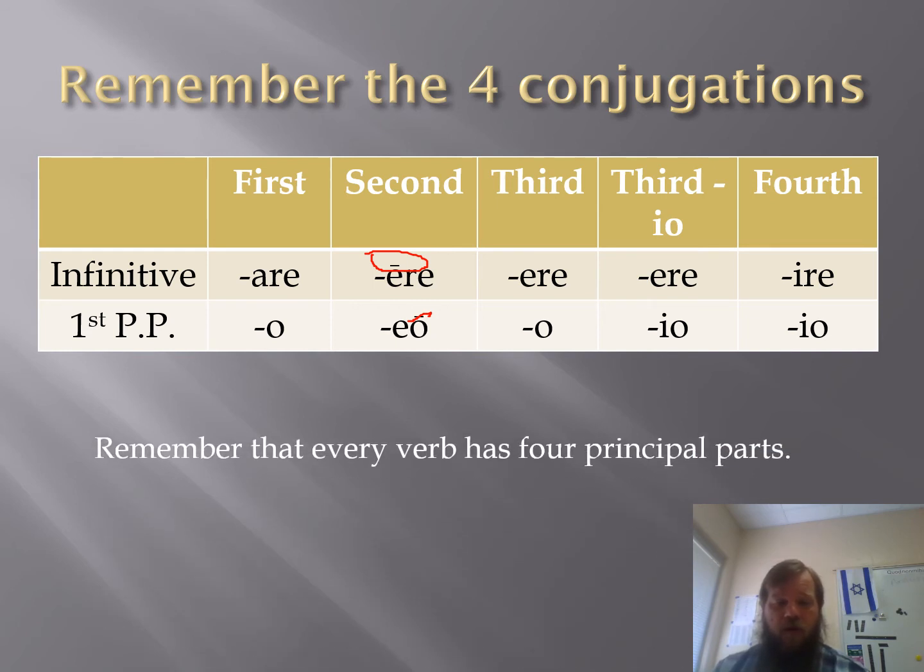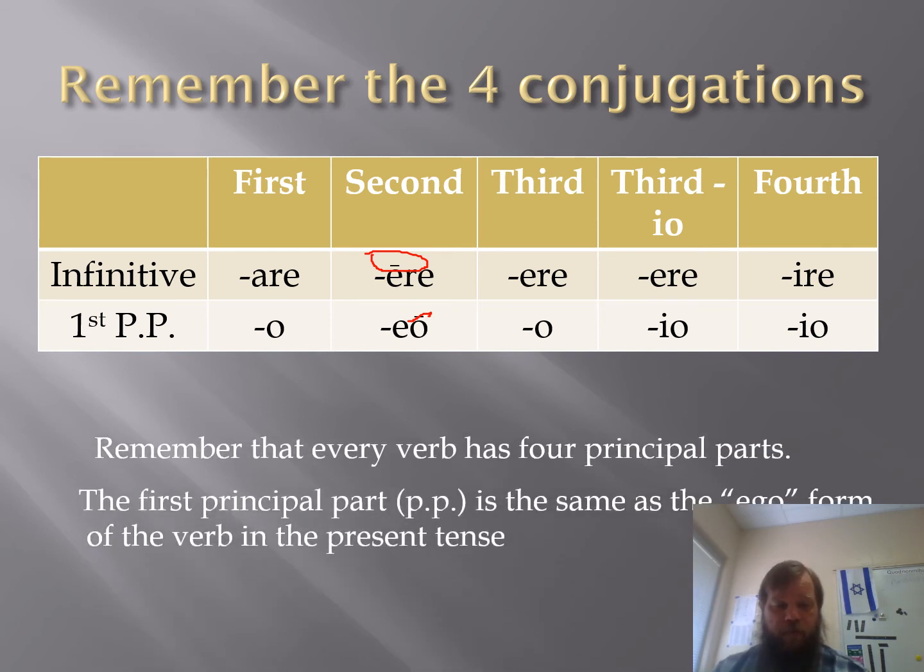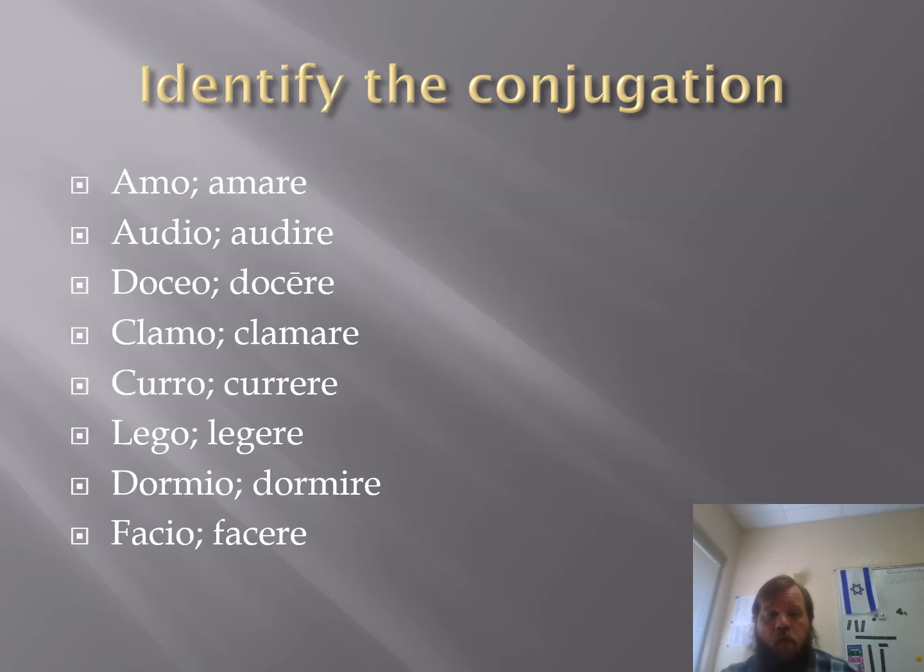Yeah? So always four principal parts. The first principal part is the same as the ego. It's the same as the I form in the present tense. That means it's going to be a freebie. Anytime we're asking you, how do you say I am doing something, the first principal part is going to be your answer. All right?